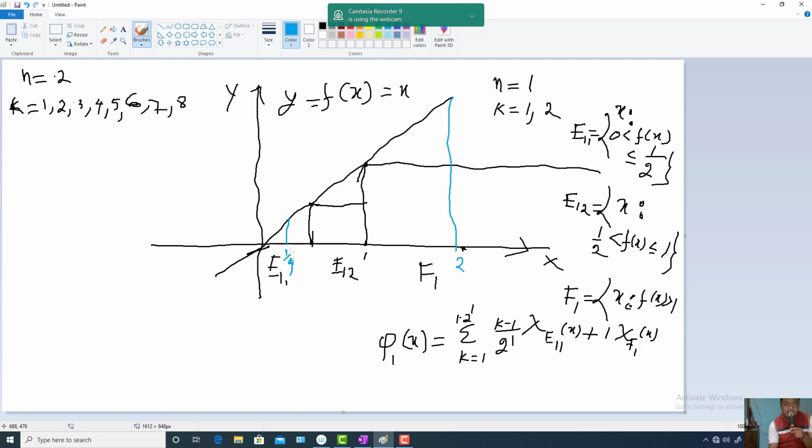So earlier this is half, and then 1 by 4. And this is how much? This is 3 by 4. This is 1. Then you divide this one also. You divide this one also like this. So the new function will be like this.